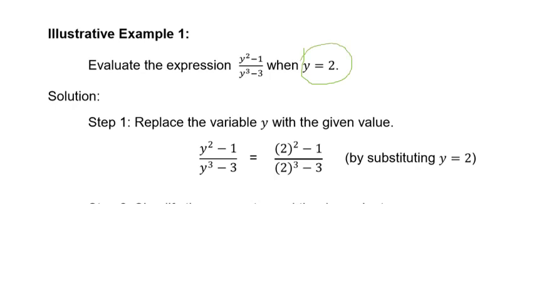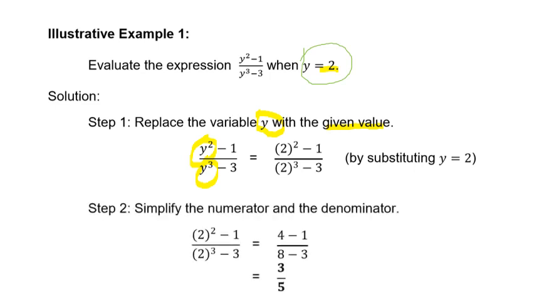Now we're going to replace the variable y, this one, with the given value, which is 2. The expression says y squared minus 1 all over y cubed minus 3, which is equal to, we're going to replace all of the y's here with 2. I have already replaced y squared with 2 squared minus 1 all over y cubed, that gives us 2 cubed minus 3, which is by substitution.